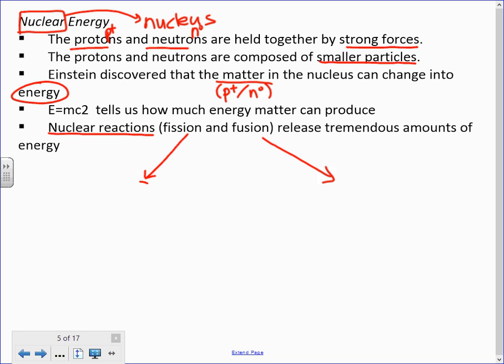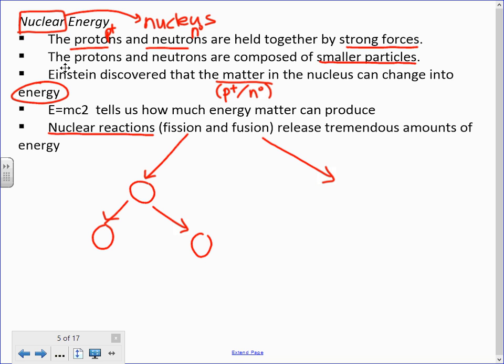So fission is when you take one thing and separate it into two things. We could be talking about a cell dividing itself in half. We could be talking about a nucleus being broken apart, like we would be talking about here. But the idea is that fission means taking something and breaking it apart.